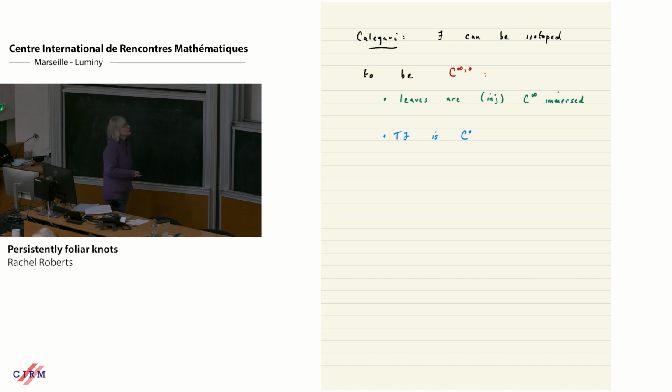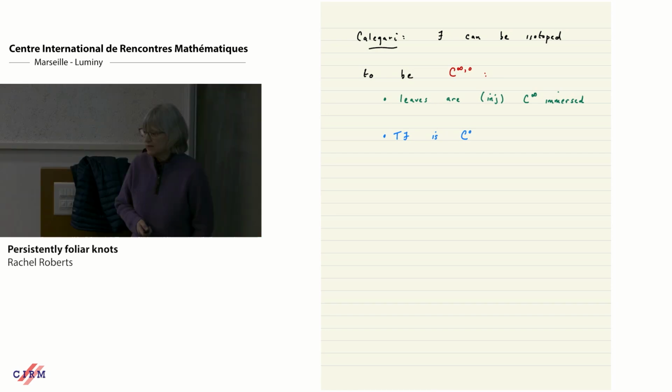And as Thomas mentioned, Calegari has this nice result that tells us if we start with a C0 foliation, it can be isotoped, stealing notation and slightly distorting it from Larry Conlon, to be C infinity 0. That just means that the leaves are smoothly immersed and our tangent plane field is C0. So we're thinking about a continuous tangent plane field, defined and continuous everywhere.